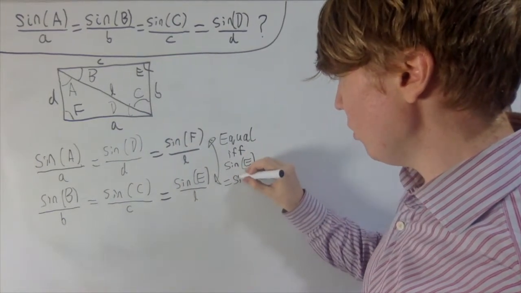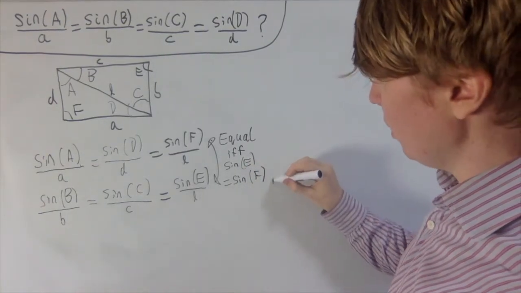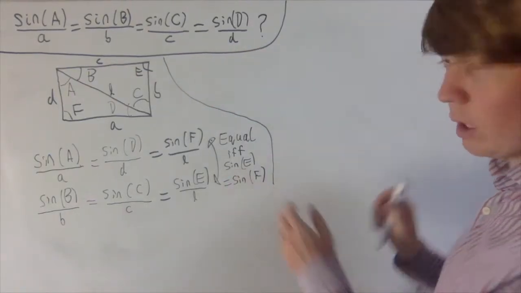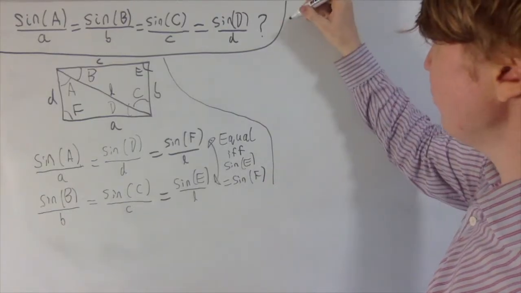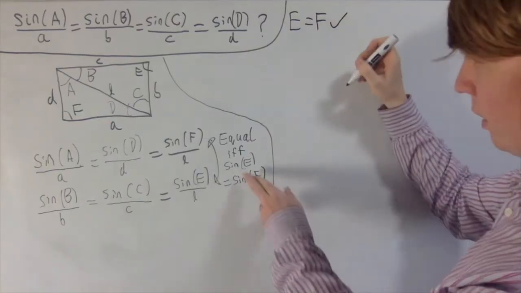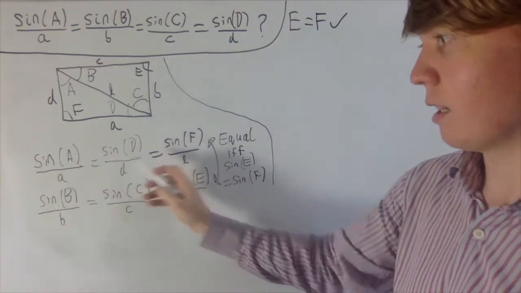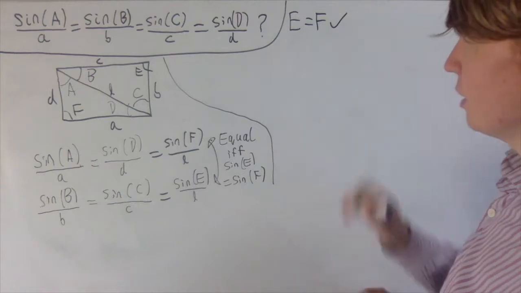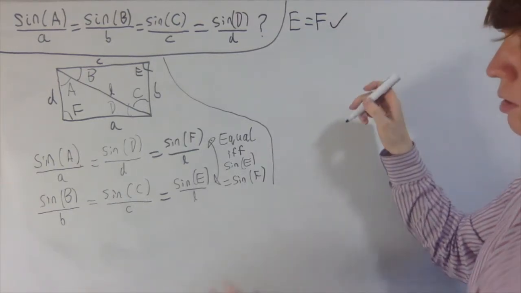So this isn't going to work for every single quadrilateral, but let's have a quick look and see which quadrilaterals this does work for. The really obvious solution here is if angle E is equal to angle F, and of course this is going to work, because sine E is going to be equal to sine F, which means that these will be equal: sine A over A, sine D over D, sine B over B, sine C over C, all of these are going to be equal when angle E equals angle F. So what sort of quadrilateral have we got when E equals F?